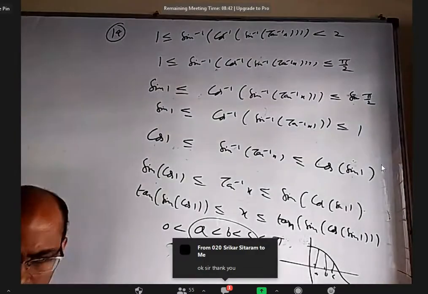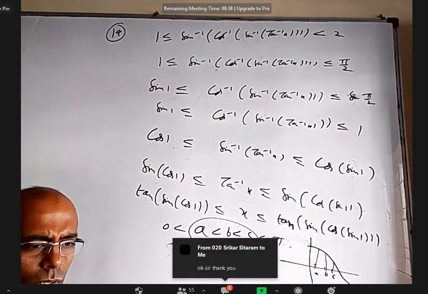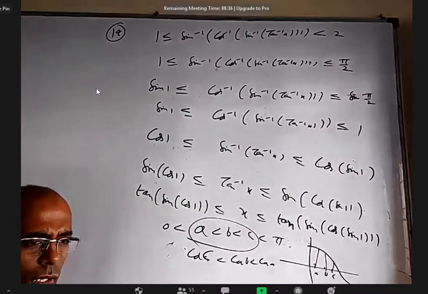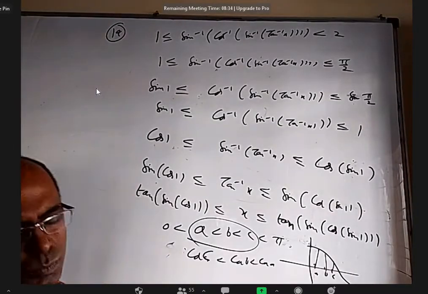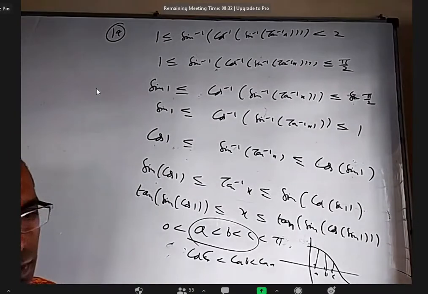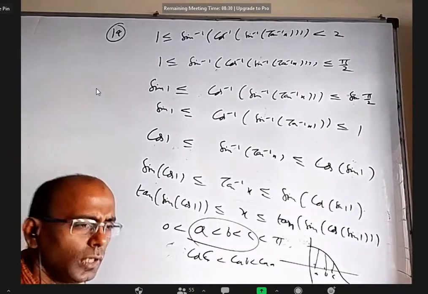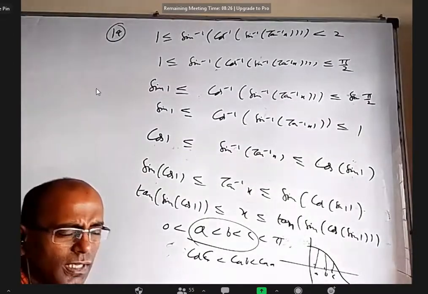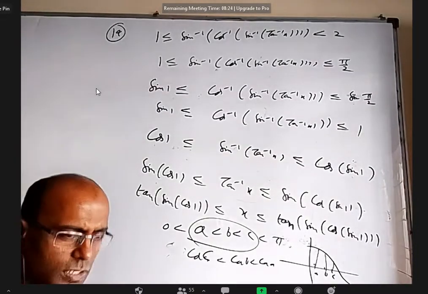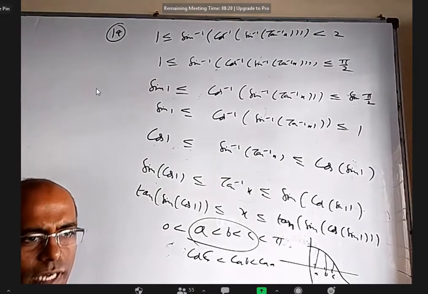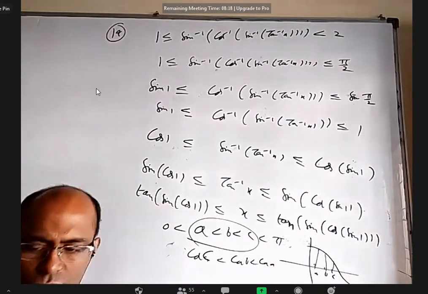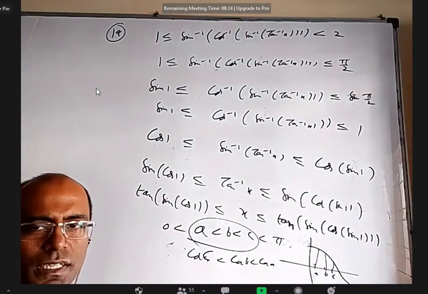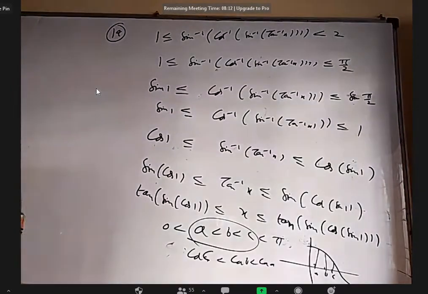Somebody asked in the chat about increasing and decreasing functions. If two functions you are adding where both are increasing, it is very easy. In the beginning it is the smallest value, at the end it is the greatest value. If both are decreasing, in the beginning greatest, at the end smallest. But if one is increasing and one is decreasing, will it increase, decrease, or oscillate? All those things we will study in calculus. After differentiation is over, we will study application of derivatives. One of the chapter names itself is increasing and decreasing functions. There you will understand thoroughly.